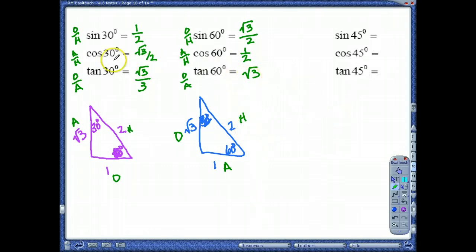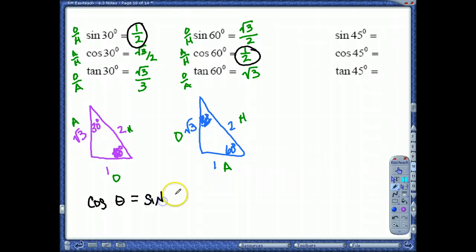Now, something I want you to notice about the sine of 30 and the cosine of 60. If you notice, those are exactly the same. They're both 1/2. That is not by accident, because they're in the same triangle, one guy's opposite side is the other guy's adjacent side. So what happens is the cosine of one angle is equal to the sine of 90 minus that same angle, or the complement.